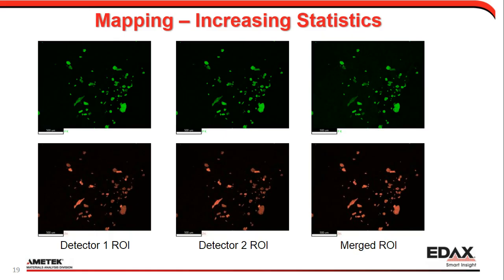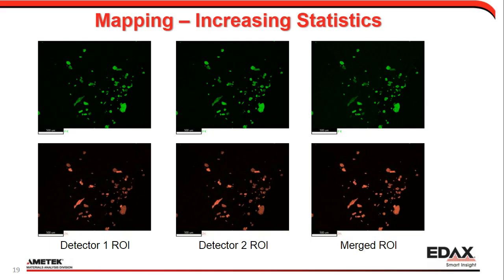And top here, we have the phosphorus maps. Top left is from detector 1, center is from detector 2, and right is the merged maps, where we basically go through every single pixel and add the spectrum from that pixel for both maps together to create a third map. And in the bottom, we do the same thing for the zircon.